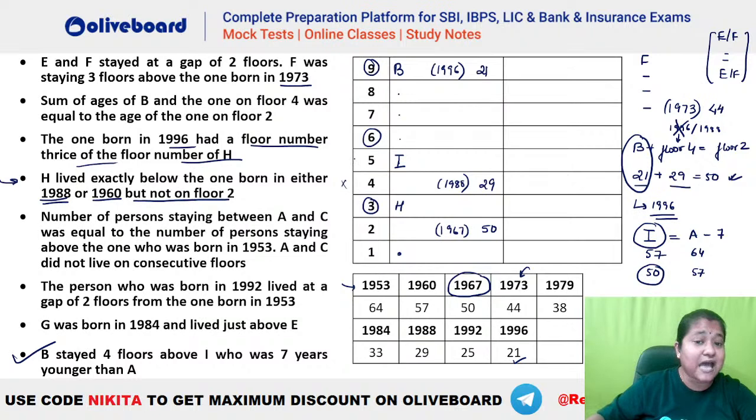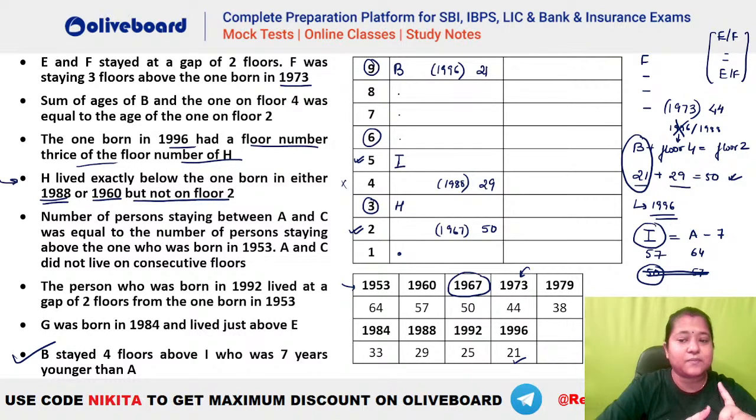No. Why? Because I is on floor number 5, and you can see that the 50-year-old is already placed on the second floor. You have already placed the person who is 50 years old on floor number 2. That means this is not a possibility. So the possible ages are only one pair, 57 and 64. I hope this is clear. So I will be the one who is 57 years old, born in 1960.